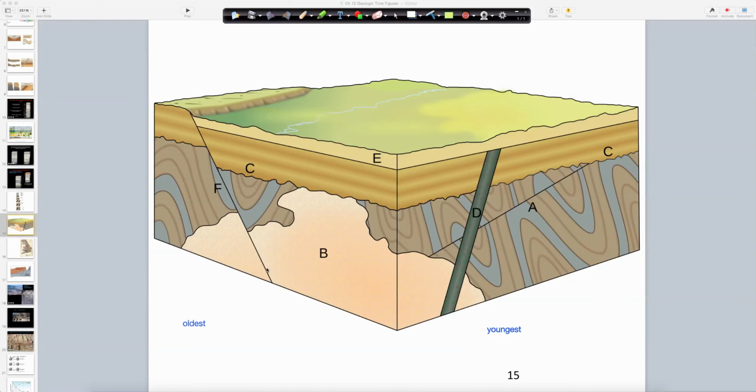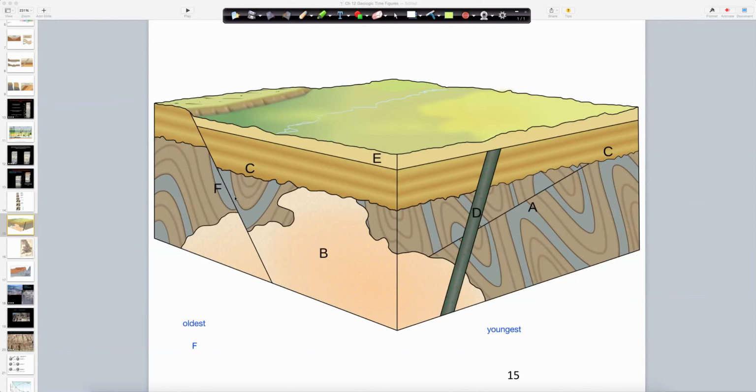Always start from the bottom. Students are very tempted to start with B because it's on the bottom. B is an igneous intrusion. It is cutting into F. There are also other clues that it's covering over this fault over here, so it has to be younger than that, even though the fault is cutting F. So the oldest unit is actually F.